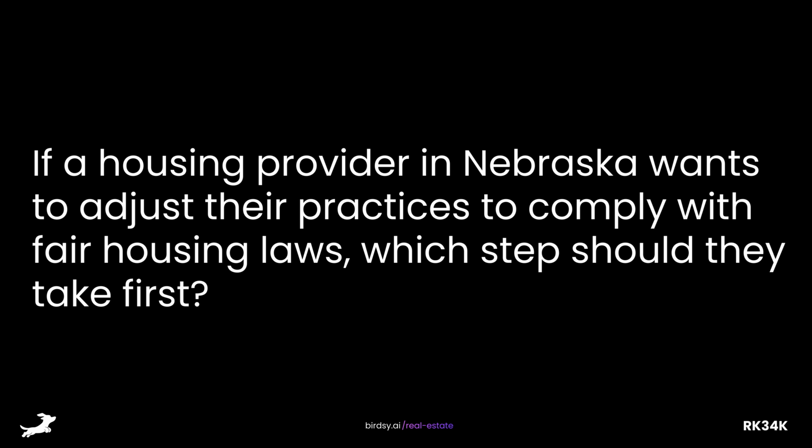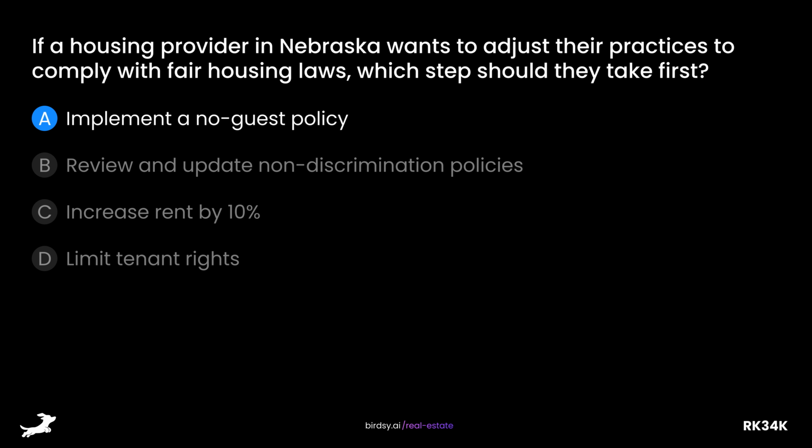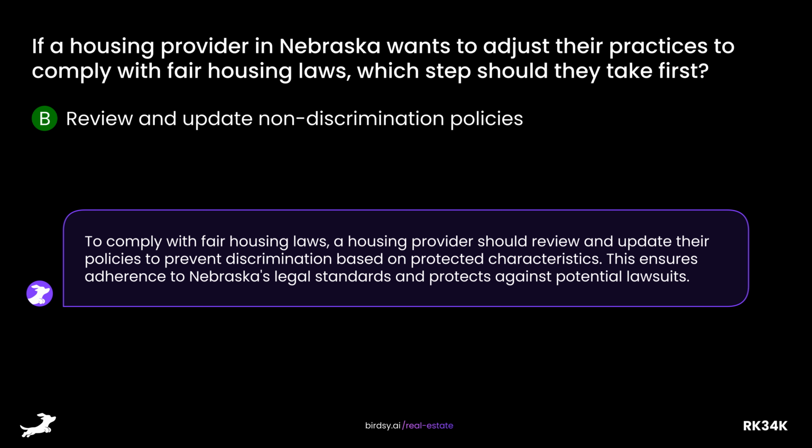If a housing provider in Nebraska wants to adjust their practices to comply with fair housing laws, which step should they take first? Is it A, implement a no-guest policy, B, review and update non-discrimination policies, C, increase rent by 10%, or D, limit tenant rights? The answer is B, review and update non-discrimination policies. To comply with fair housing laws, a housing provider should review and update their policies to prevent discrimination based on protected characteristics. This ensures adherence to Nebraska's legal standards and protects against potential lawsuits.